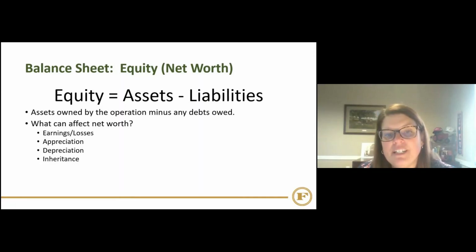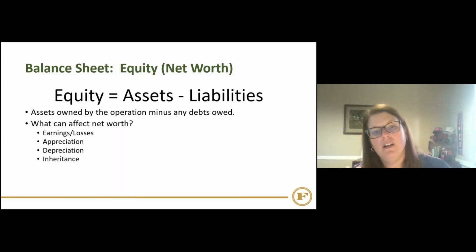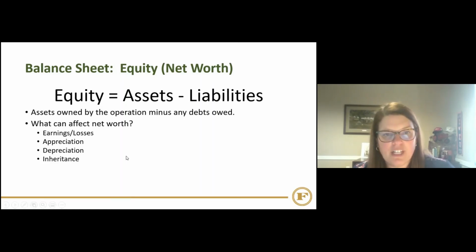If you inherit money or farmland, something like that, that will increase your net worth. That'll increase your net worth very quickly because there's no debt with that unless you have some estate taxes with that. So those are the 4 things that can affect your net worth.